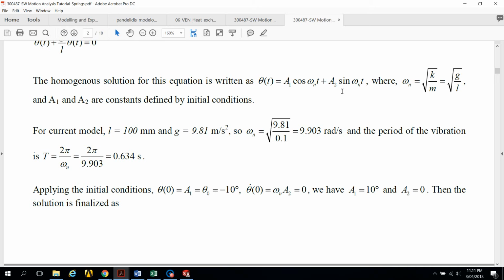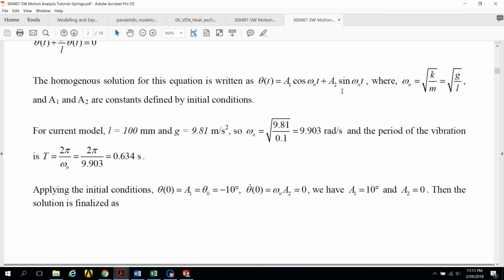For the current model, L is 100 mm, g is equal to 9.81, and omega n is simply the square root of 9.81 divided by 0.1 meter, and this will be 9.903 radian per second. And the period of the vibration T is equal to 2 pi divided by omega n, and we are going to have the interval time of 0.634 seconds.